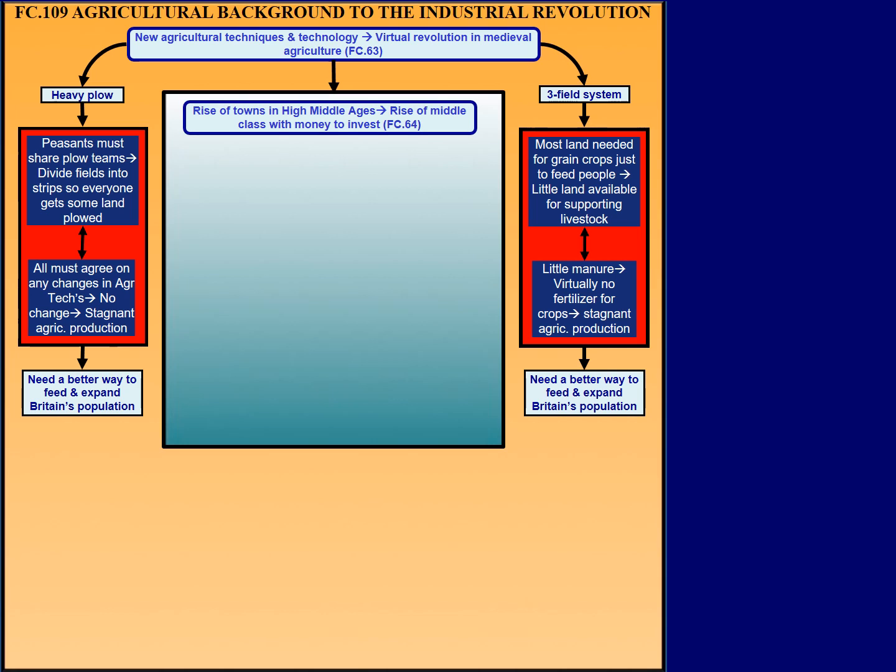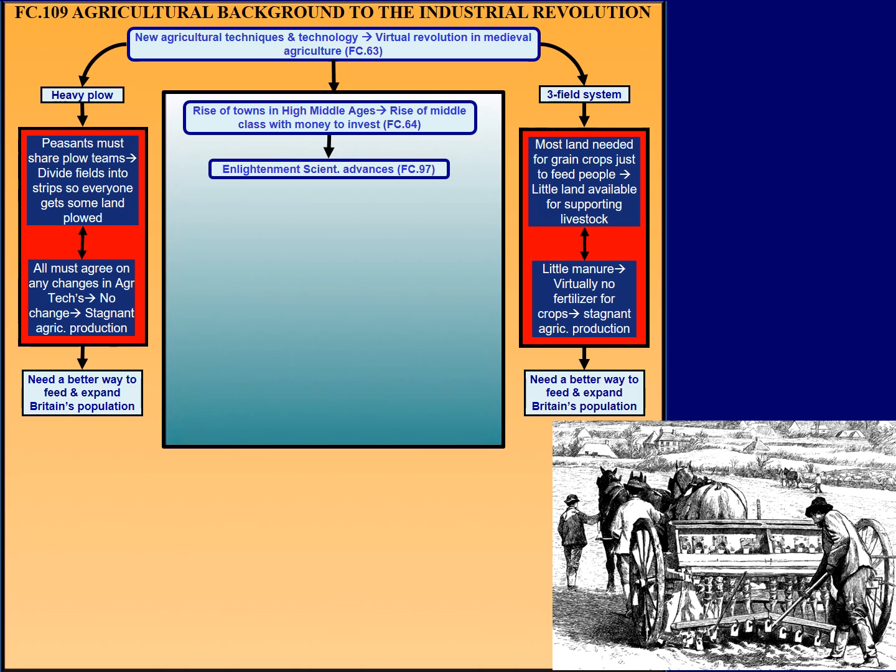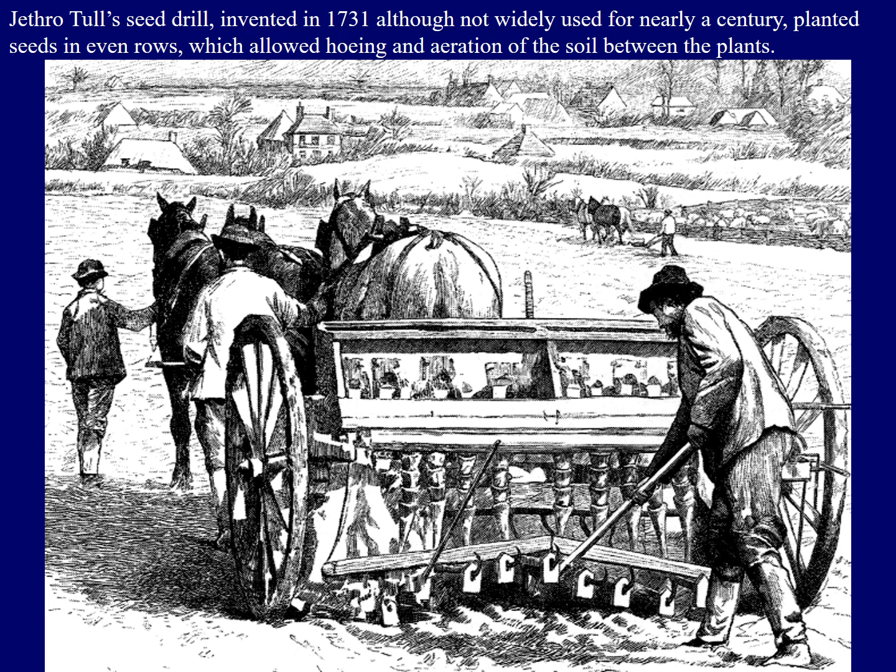Merchants and a middle class, those with money, who are looking for some opportunity to invest and grow their wealth. One way that they can do that is to invest in new technologies, inventions, and inventors. This is one really important invention from 1731, the seed drill, which allowed seeds to be planted in rows.